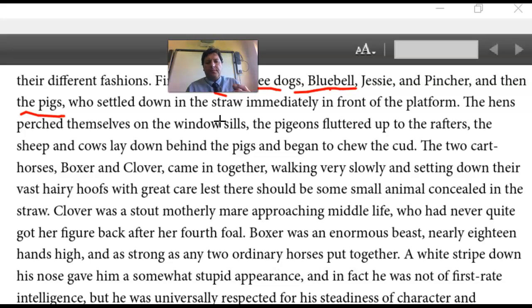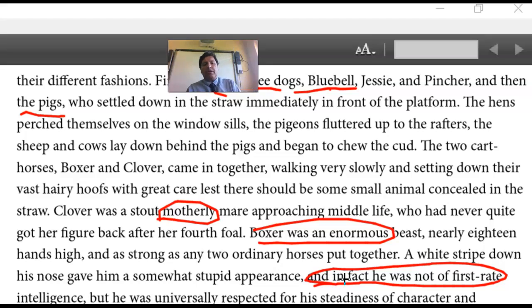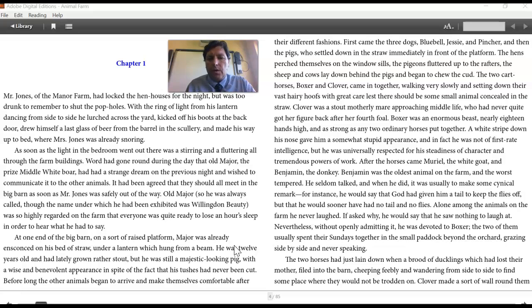But the language, of course, is characteristic. So we learn about Boxer being enormous. We learn about Clover being motherly. So you look at these kind of adjectives, and then you get to understand the nature and creature that will be exploited later in the story. We have other animals that are not very bright. We have here Boxer being enormous, but not of first-rate intelligence. But he is respected for his power and his work ethic.